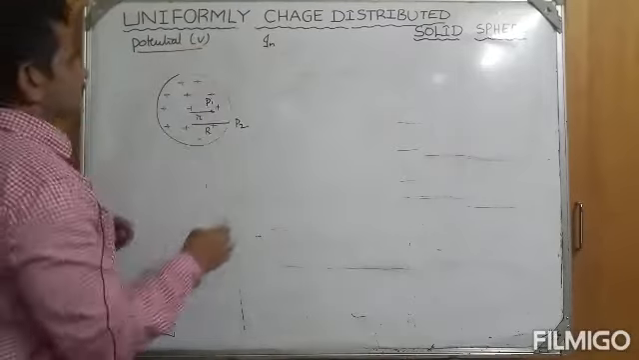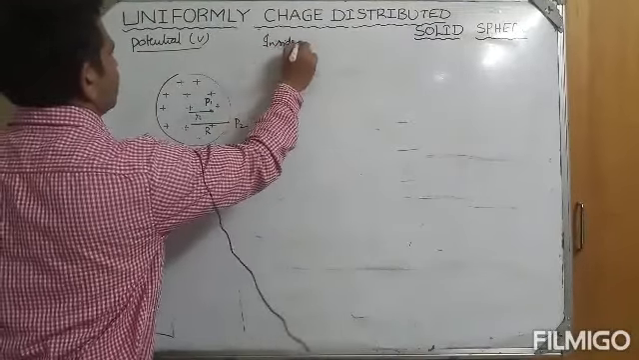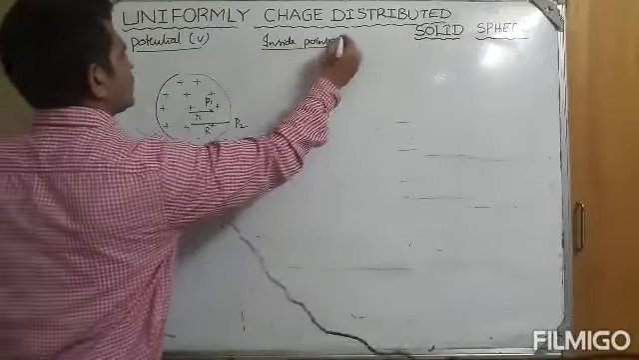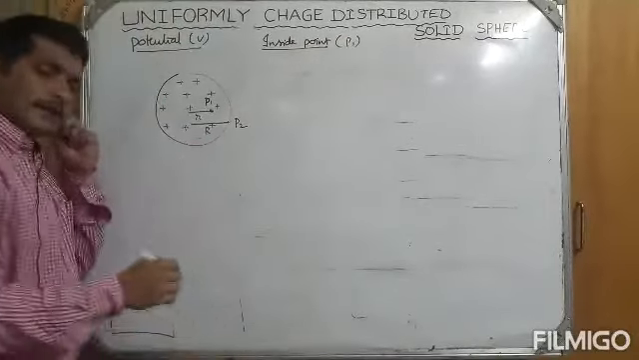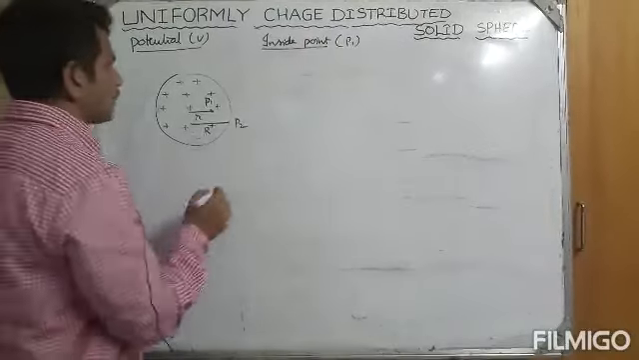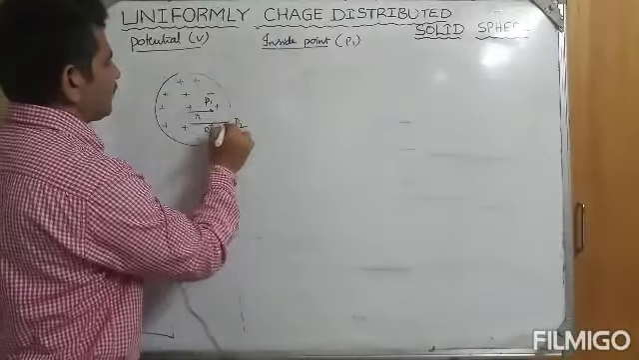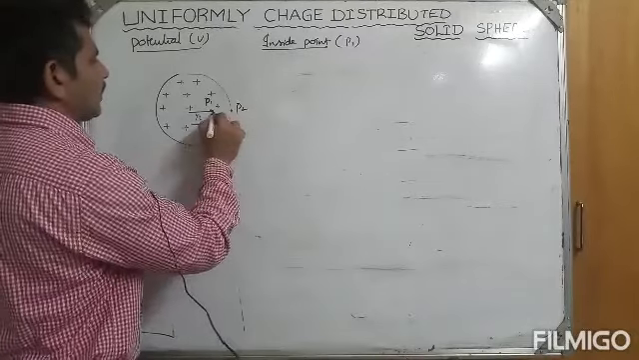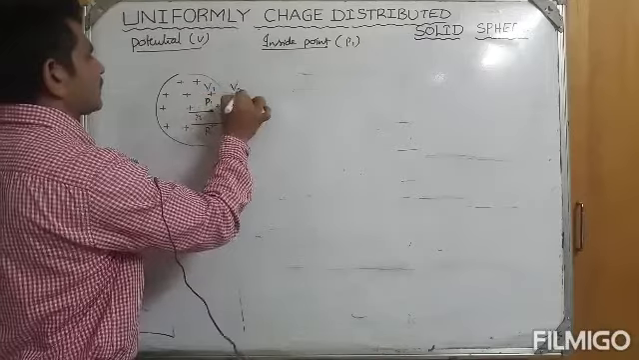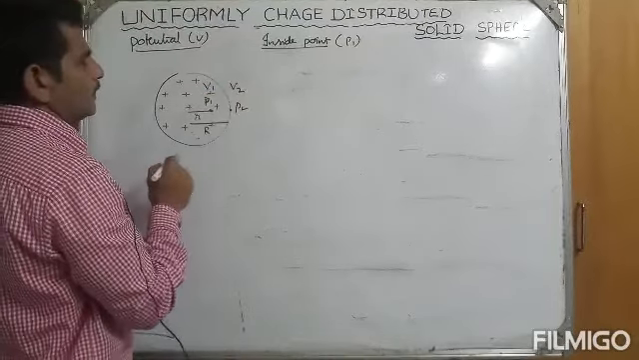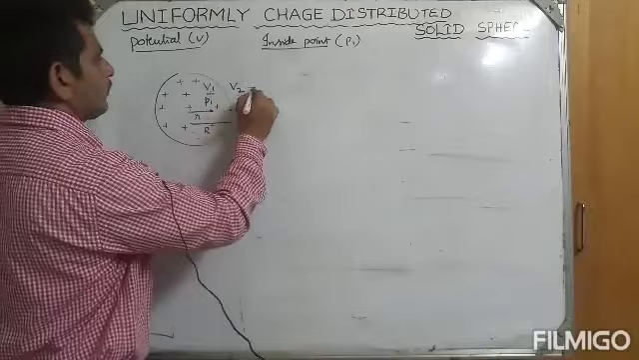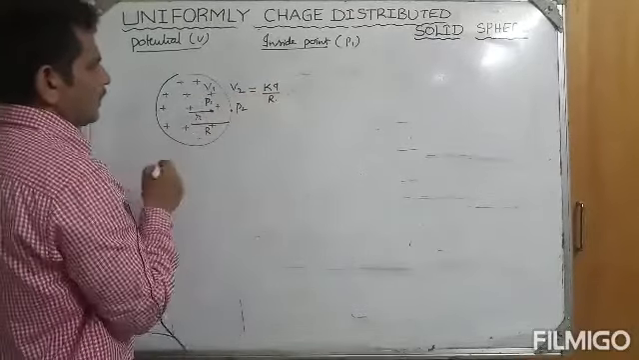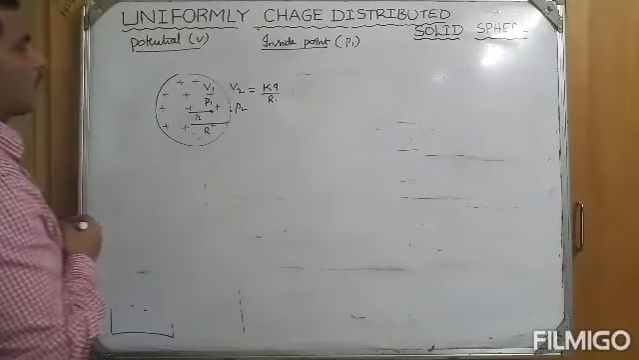Alright? If it is inside point, how to do that? We want to find the potential at inside point P1. So we want to study between P1 and P2. Let us say this is P2. So here the potential is V1, here the potential is V2. Already we know that potential V2 is equal to KQ by R.